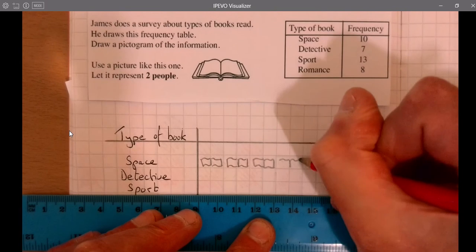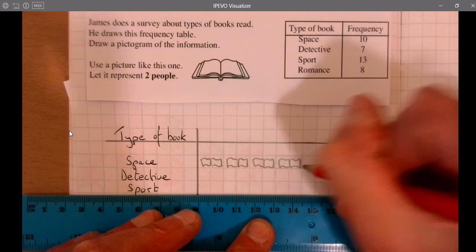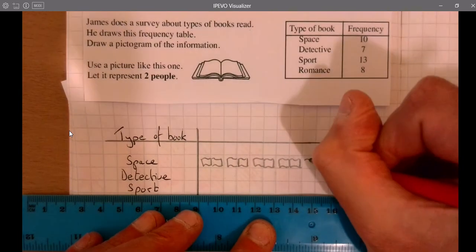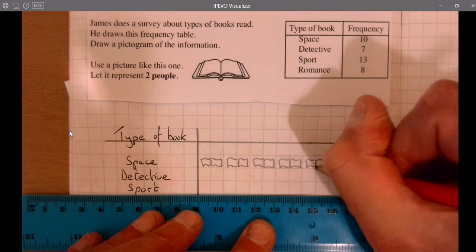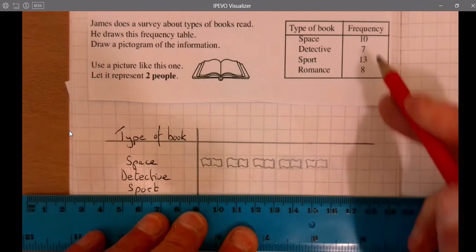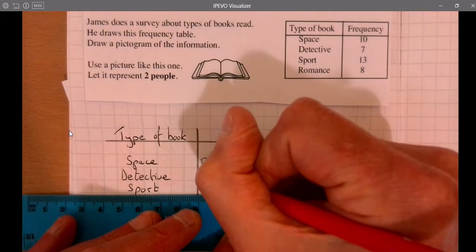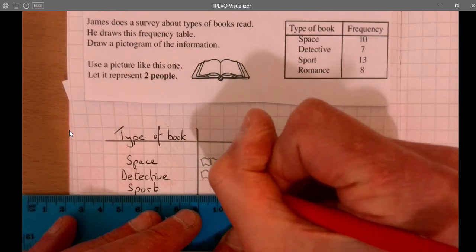Now you can see here, I'm trying my best with these. So that's 2, 4, 6, 8, and then there we go. I'm going to quickly draw these other ones. So that's 10. Oh, wait a minute, that's 7. I'll let you think about how many I'm going to draw here, so see if you can get there before I do.